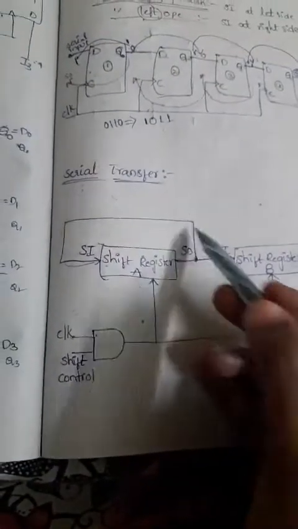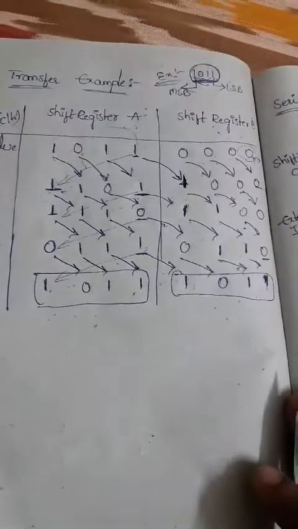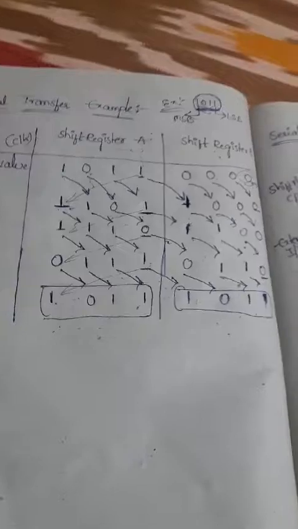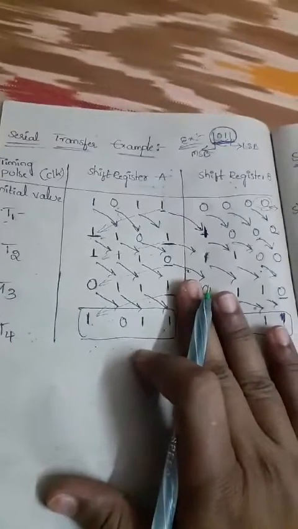That's why here we are connecting the serial output back to the serial input. So serial output is given back to the input, so this 1 will be placed here, this 0 will be placed here, and this 1 will be placed here. Again the output is given back as input to shift register A. So this is the serial transfer functioning.